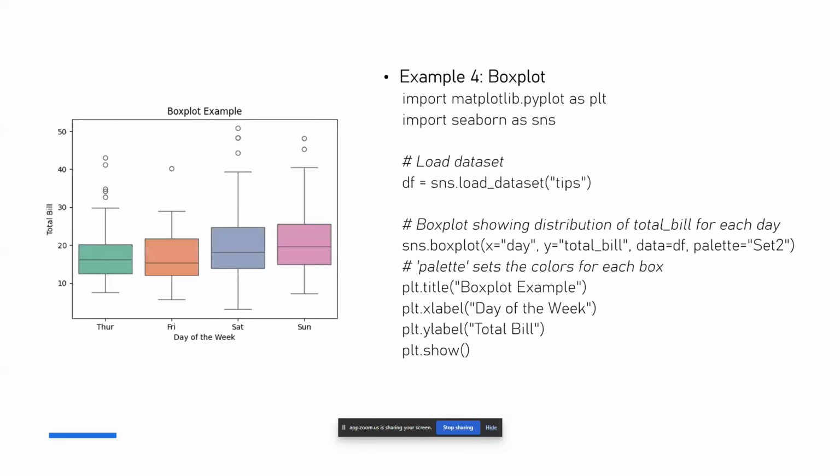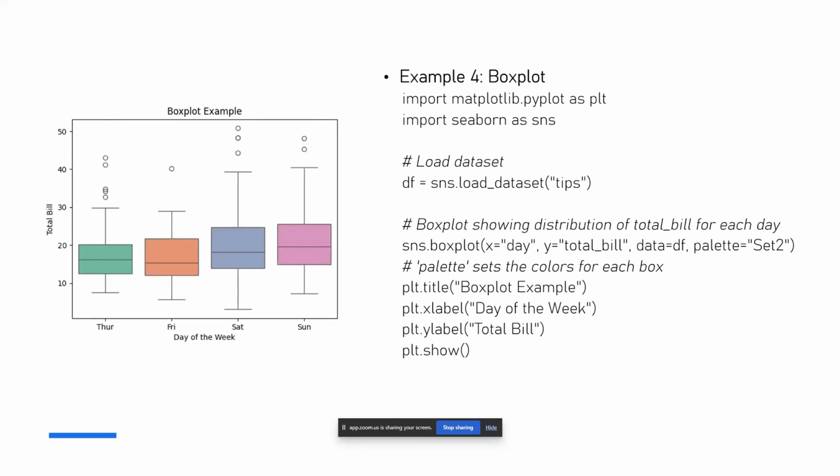Okay, so next, a box plot. A box plot is a type of chart that shows the distribution of data, including the median, quartiles, and possible outliers. It is useful for seeing how data is spread and comparing groups.